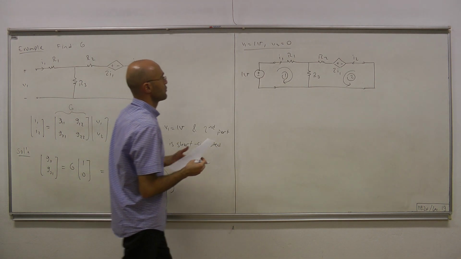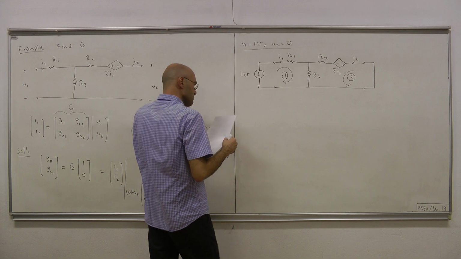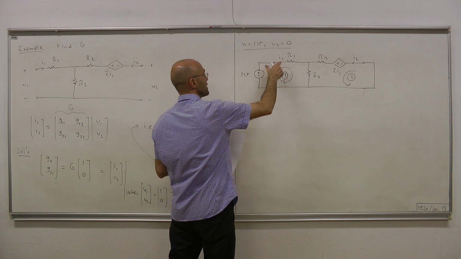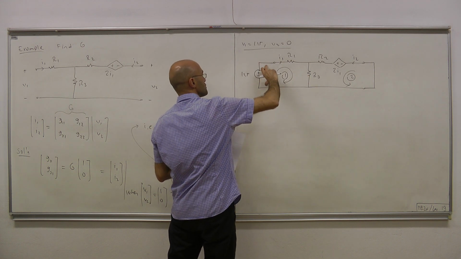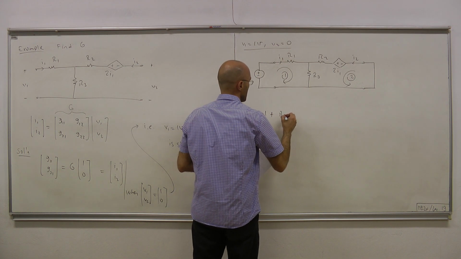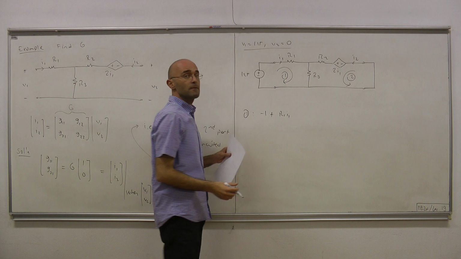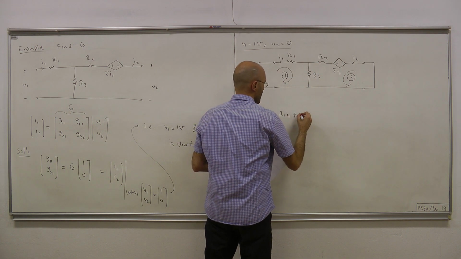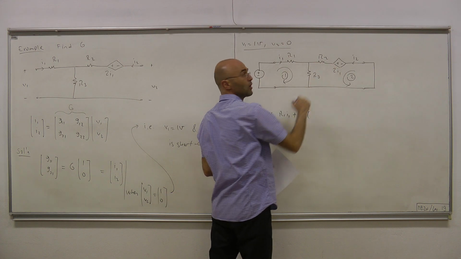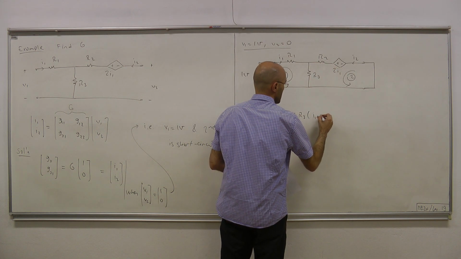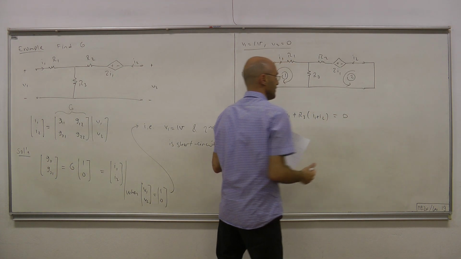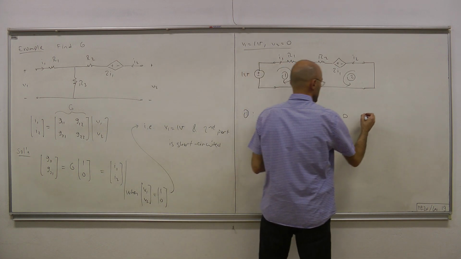So if you write KVL in the first mesh, starting from this point, we're going plus minus, plus minus. This voltage plus minus is minus 1 volt, so minus 1 plus R1 I1 plus R3 times the current passing through R3, which is I1 coming from here, I2 coming from there, so it's I1 plus I2. And that by KVL equals 0. So let's give this equation a number.